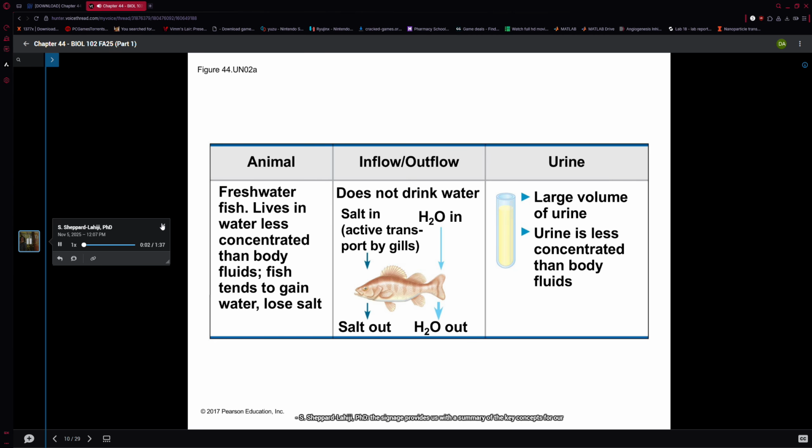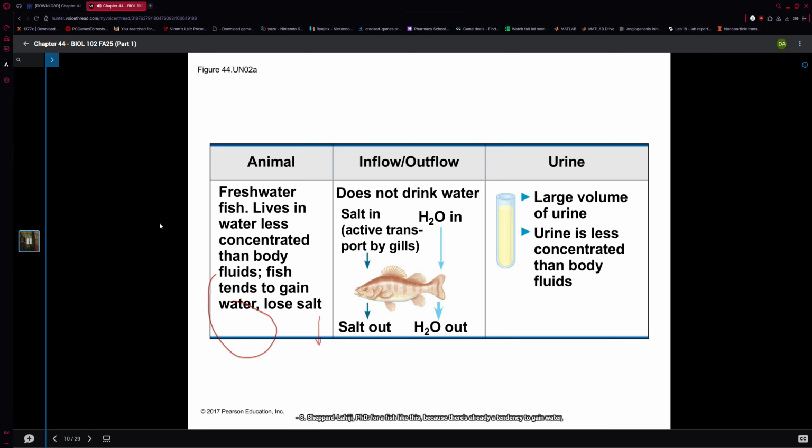This image provides us with a summary of the key concepts for our freshwater fish. So the freshwater fish lives in water less concentrated than the body fluids. And so as a result, the fish has a tendency to gain water, okay, as a result of osmosis, but then lose salt because the concentration inside the fish is higher than the concentration of salt outside. So there would be diffusion down the gradient of salt as well as water. Okay, so diffusion for both down their respective gradients.